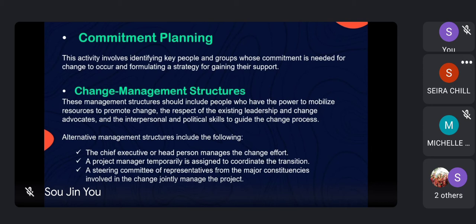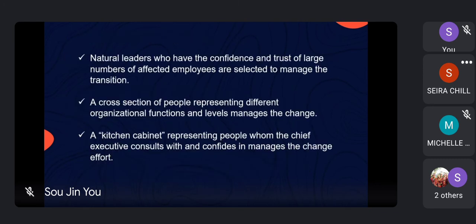Next, kung dun sa isa ay may steering committee, dito naman natural leaders who have the confidence and trust of large member has to manage the transition. Next, a cross-section of people representing different organizational functions and levels manage the change.